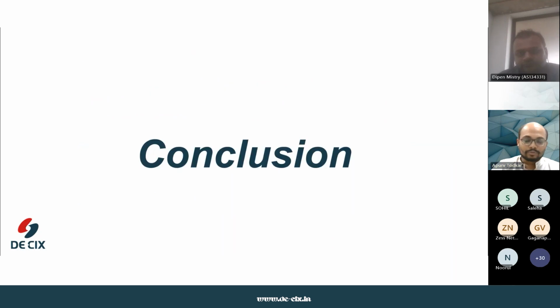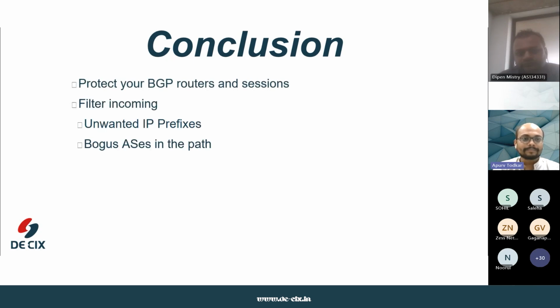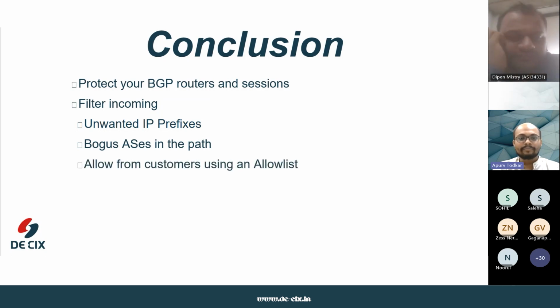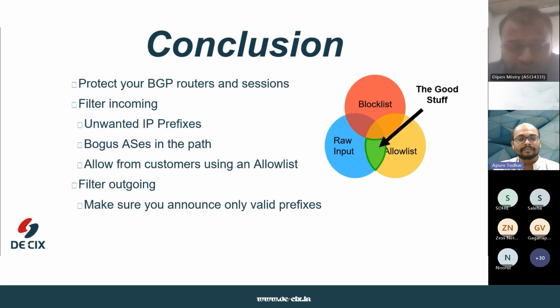So to conclude today's webinar on BGP security, here's a quick summary of the key points that we discussed. Implement the simple measures that we talked about. There are quick and easy steps that you can take to immediately improve your BGP security. Filtering incoming prefixes: block unwanted IP prefixes, including the private IP address space, some non-routable IPs, and some reserved IP addresses that we discussed.